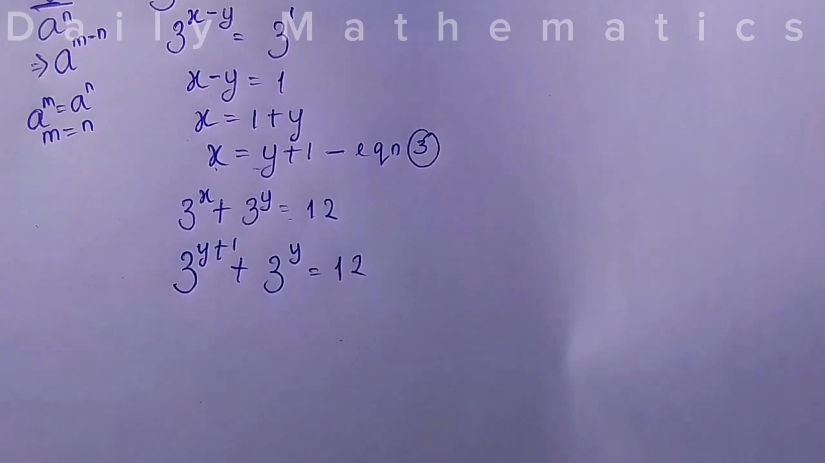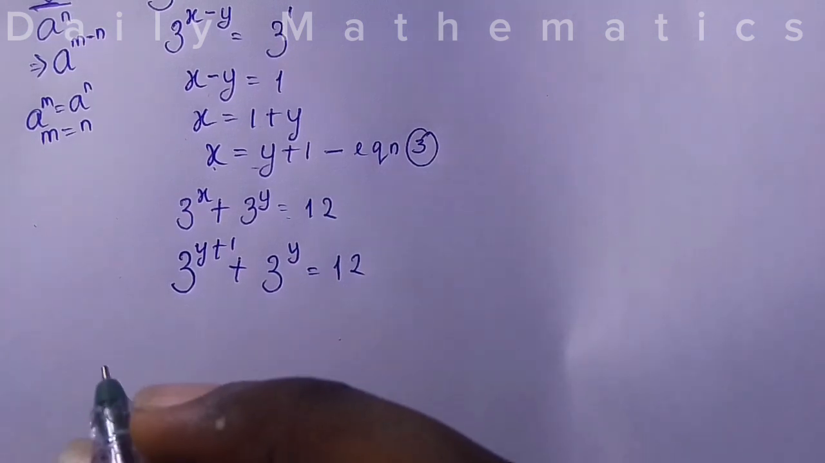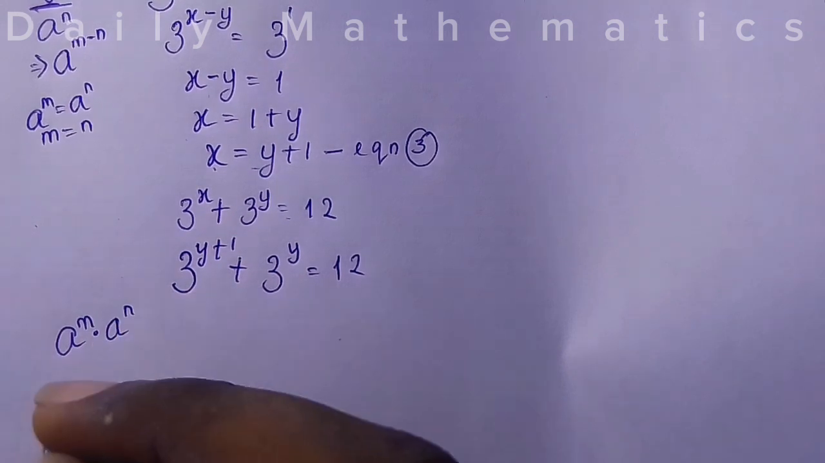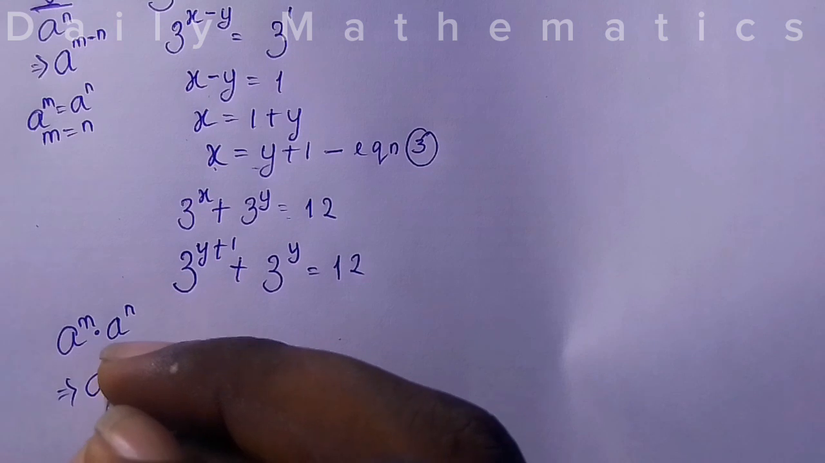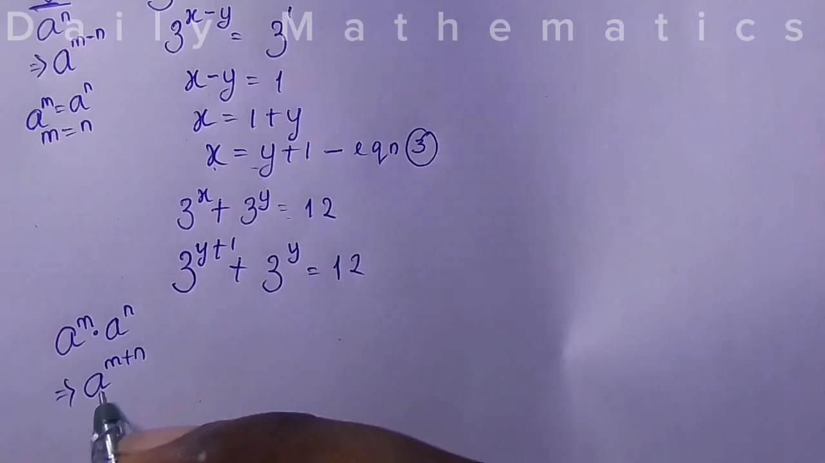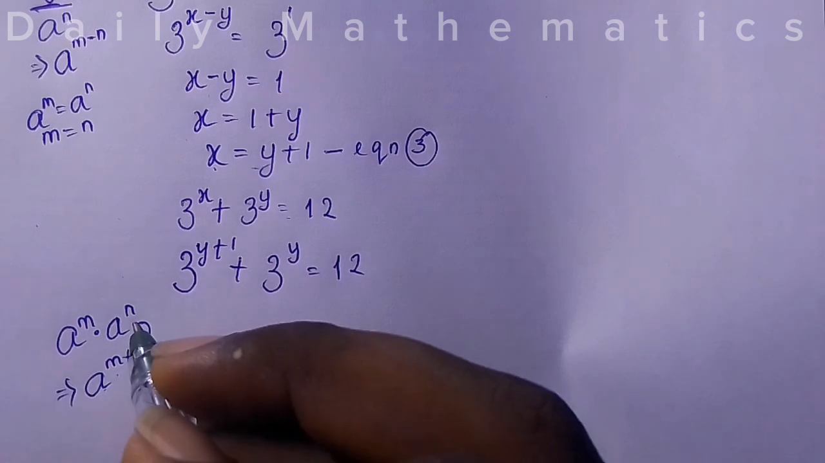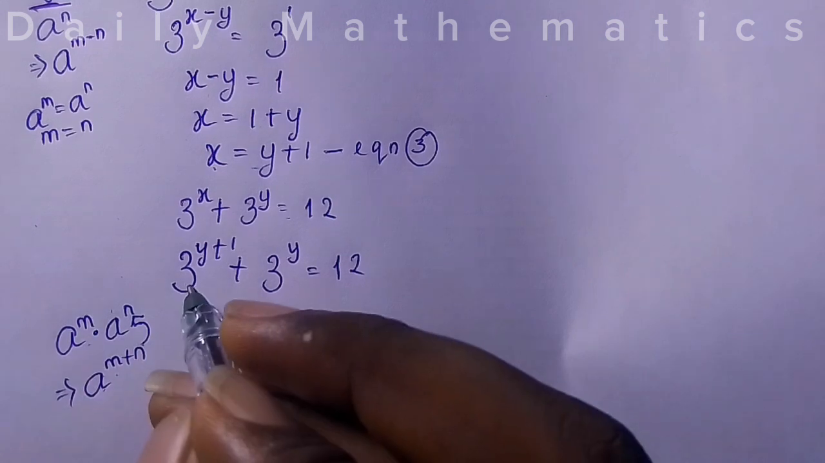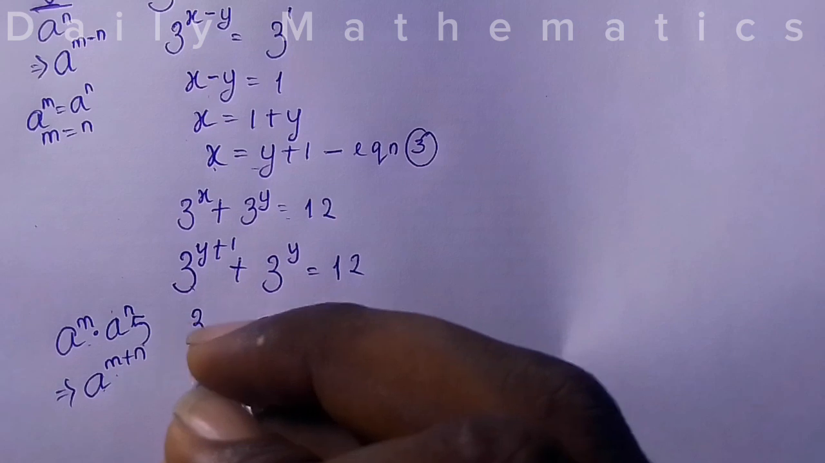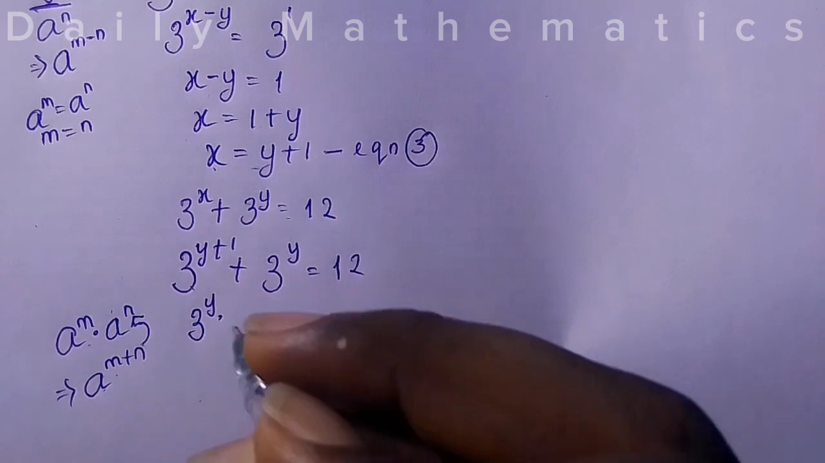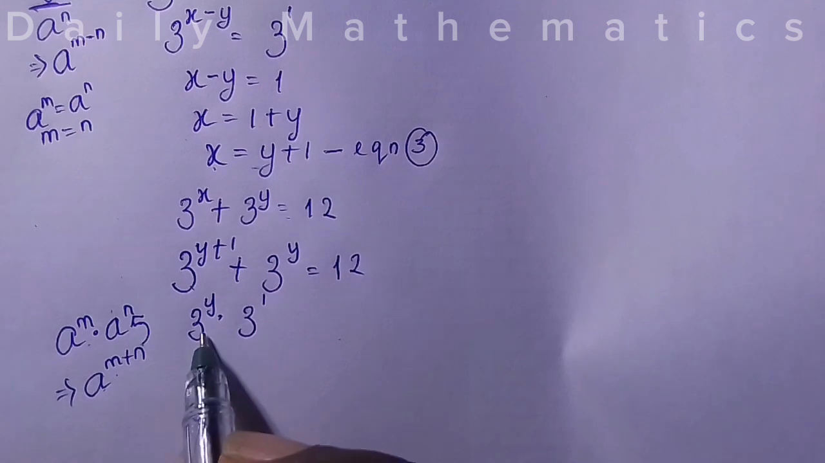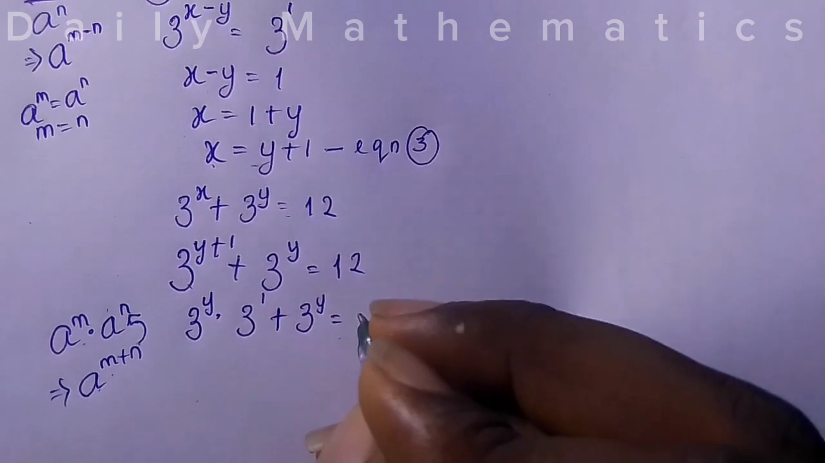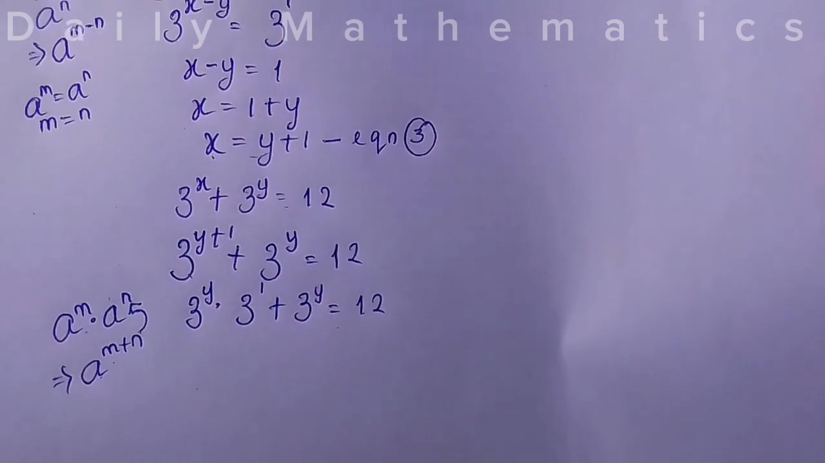From here, what's the next thing that we're going to do? Recall that a^m times a^n equals a^(m plus n). Meaning when we have a^(m plus n), it can also be written as a^m times a^n. Now we have 3^(y plus 1). It can give us 3^y times 3^1. So from here, it will give us this, plus 3^y equals 12. So from here, what do we have?